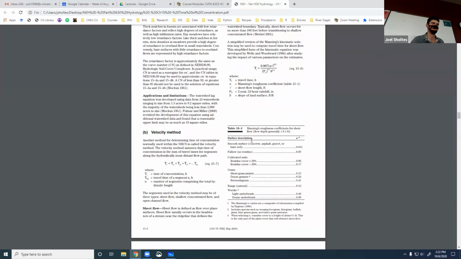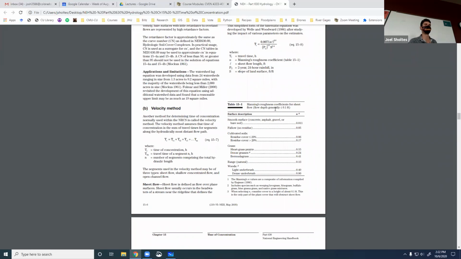All right, 15.1, here it is. Manning's roughness coefficient for sheet flow, less than 1/10 of a foot depth. And they give a smooth surface like concrete or asphalt. We have different fields, different grass types, range, woodlands. So that's our range of Manning's n values right there.